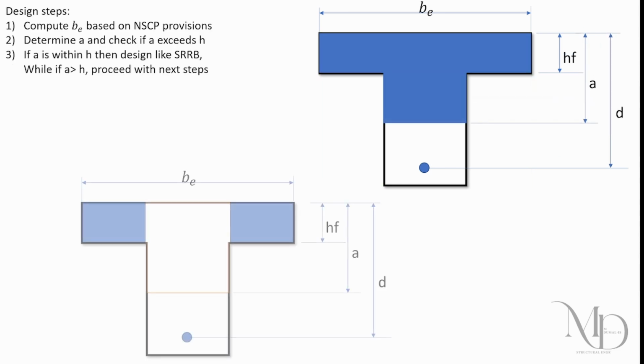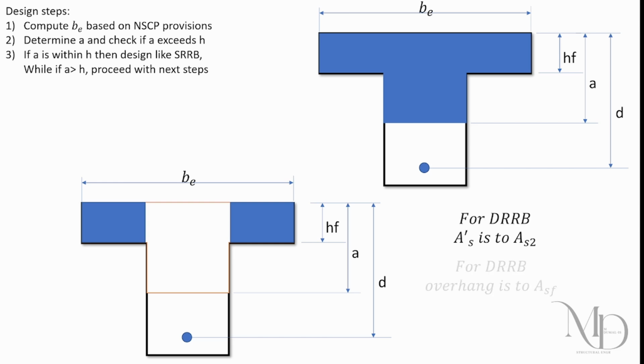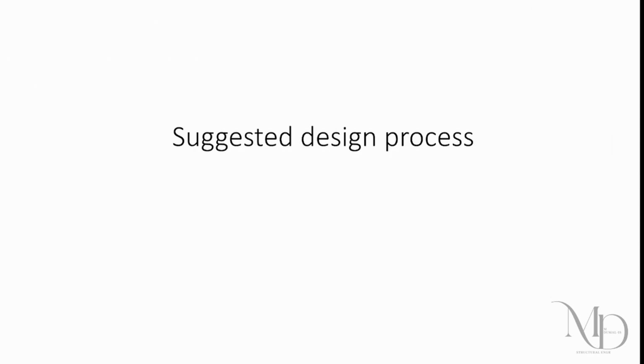The area of the overhang shall be isolated, and just like in a doubly reinforced beam, the increased compression would also allow us to increase the tension capacity. The tension reinforcement shall be made up of two sections, Asf and Asw, which correspond to the segments of the compression block. We will now discuss a design process you may follow.